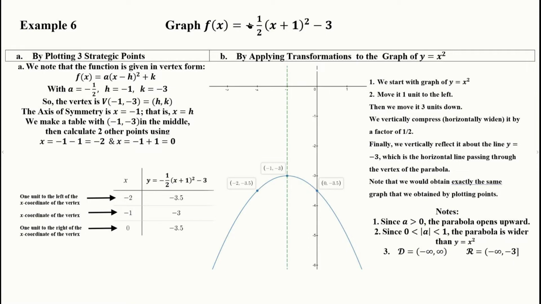Now notice that the absolute value of a is between 0 and 1, so we knew this parabola should be wider than y equals x squared. And that's it. So you can see how much information is hidden inside this form.